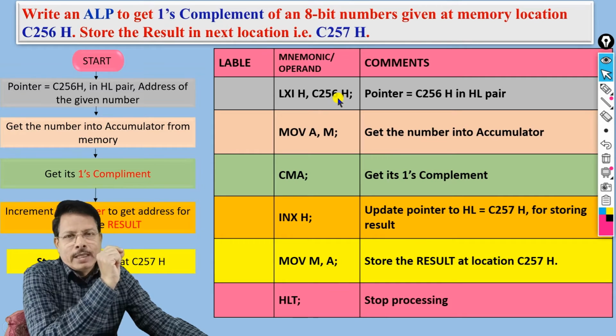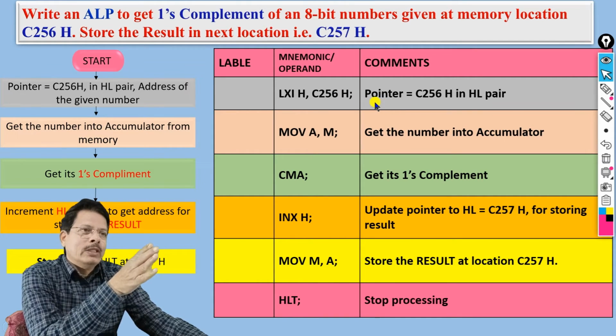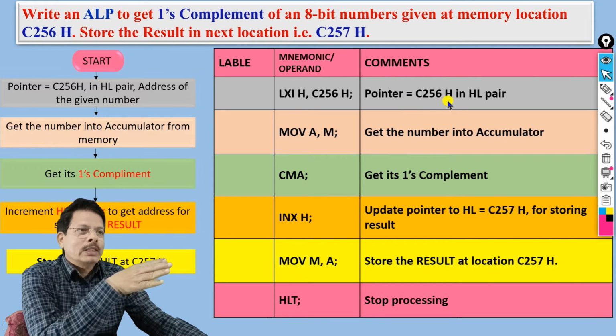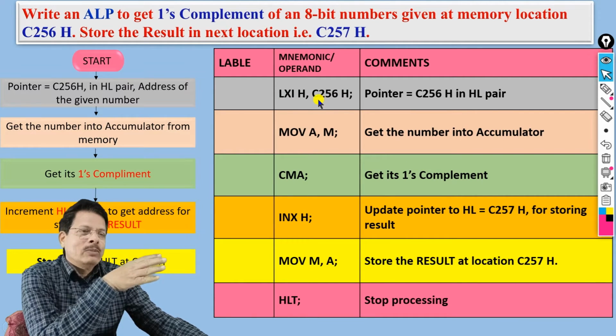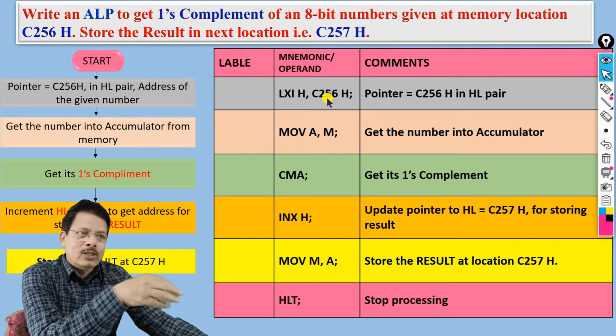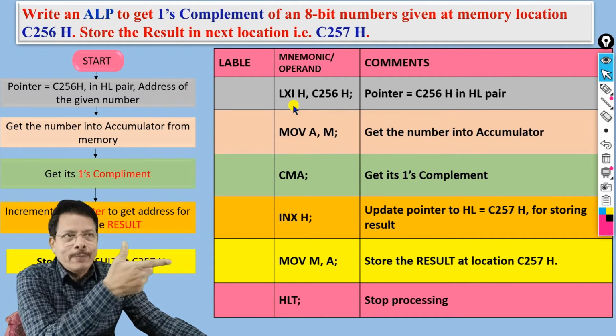And what is the address we want there? C256, because this is the address of that byte. And that's why in the comment field you see pointer equal to C256 hex in HL pair. And you know that this 16-bit quantity which is given in the instruction itself gets loaded into the HL pair. So the pointer is ready.